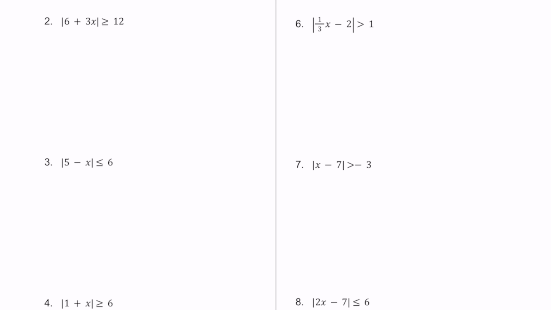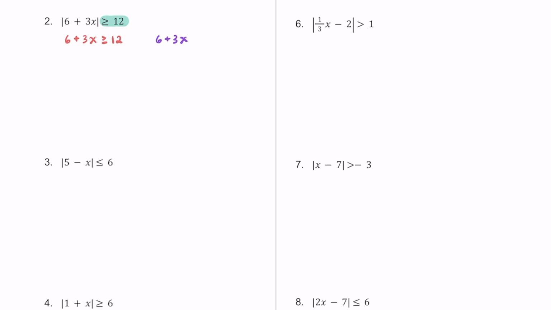For number two, we have the absolute value of 6 plus 3x, and that's greater than or equal to +12. Now, since this is greater than or equal to a positive number, this is definitely possible, so we can continue with solving this problem. Let's go ahead and split this into two different inequalities. The first one is going to be 6 plus 3x greater than or equal to 12. So that'll be one inequality we can solve to get solutions here.